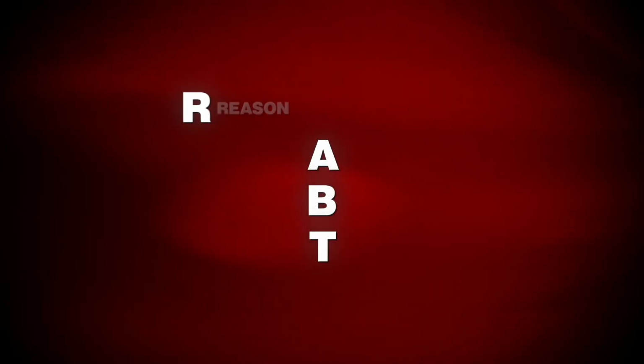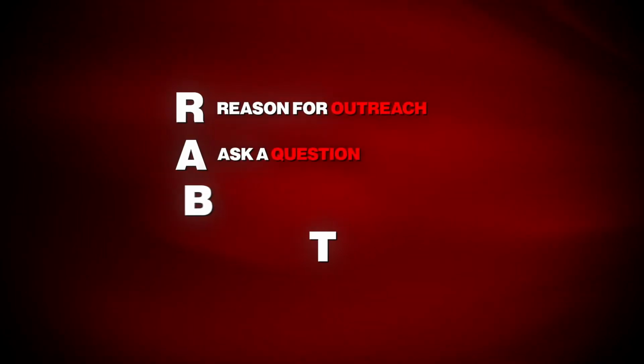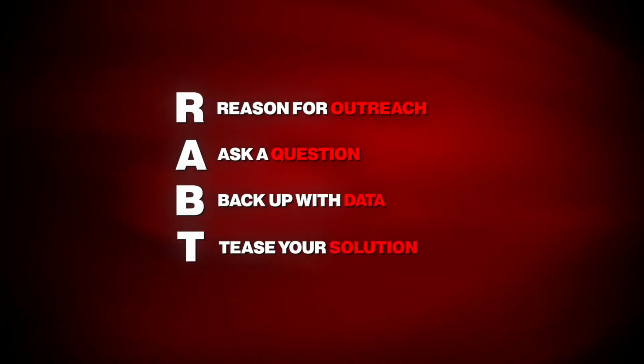A great framework for effective outreach is RABBIT. Reason for outreach, ask a question, back up with data, and tease your solution. For R, reference a company event, industry shift, or mutual connection. For A, engage the prospect instead of pitching right away. For B, use a case study, industry trend, or success story. And for T, spark curiosity without pushing for a hard sell.